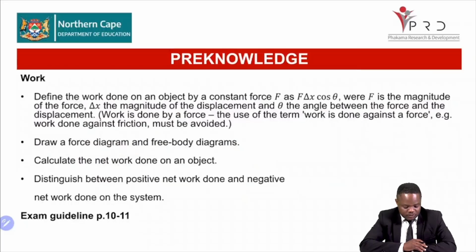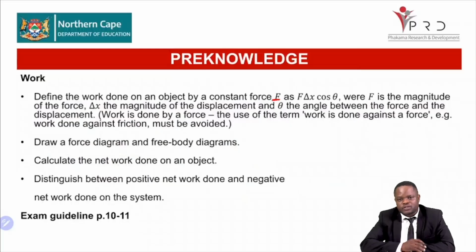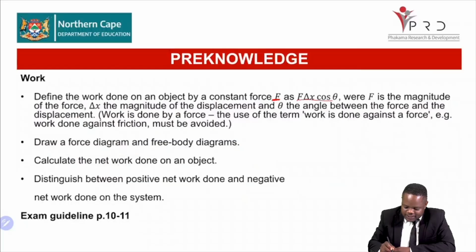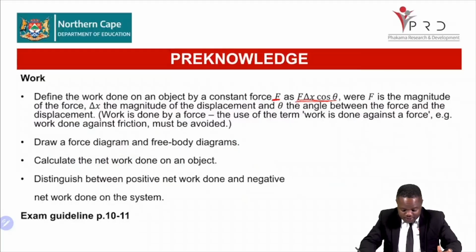Number one, you are expected to be able to define the work done on an object by a constant force. And I believe we covered this in our previous lessons. If a constant force F acts on an object, we're saying the work done is going to be defined by F delta x cos theta, where F is our force in newtons and delta x is the displacement in meters. And theta, remember grade 12s, is the angle between your displacement and the applied force. I hope you remember that.